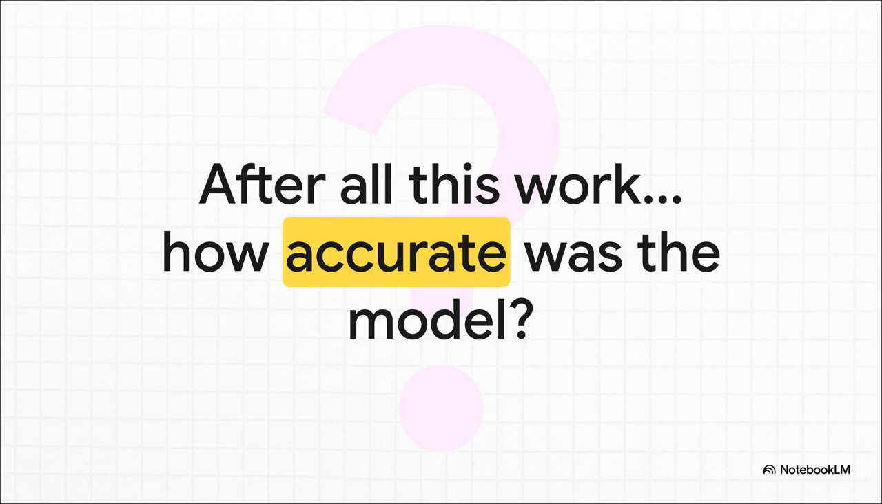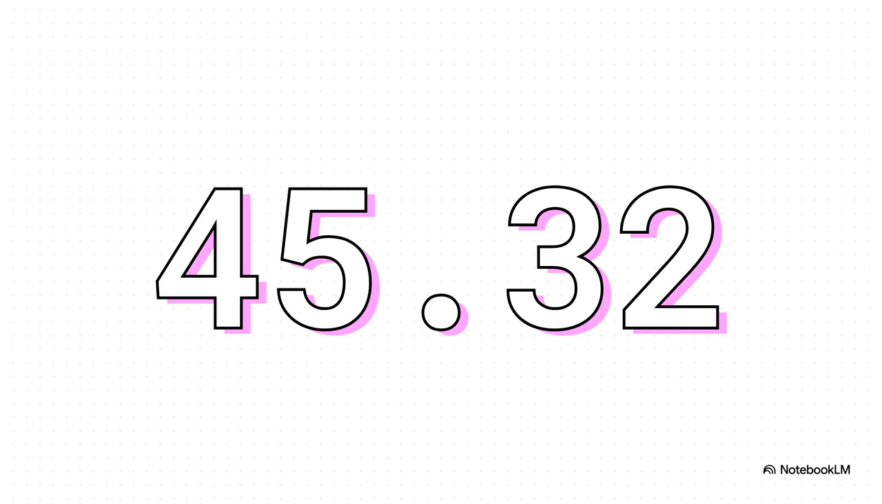Okay, so here's the moment of truth. After all that work transforming the data, did it actually work? How good was the model at predicting those future months it had never seen before? And the result? We got a mean absolute error, or MAE, of 45.32.